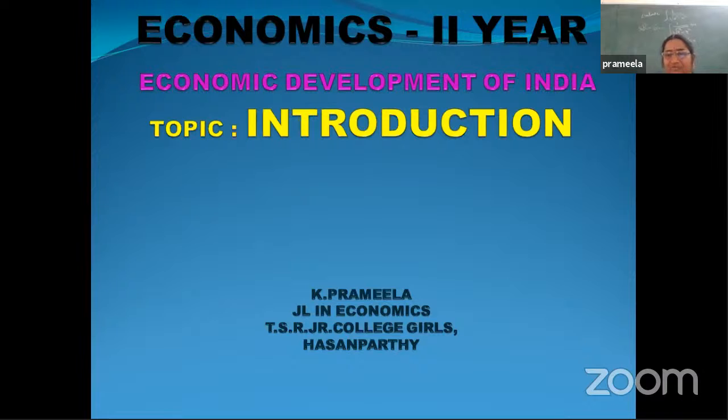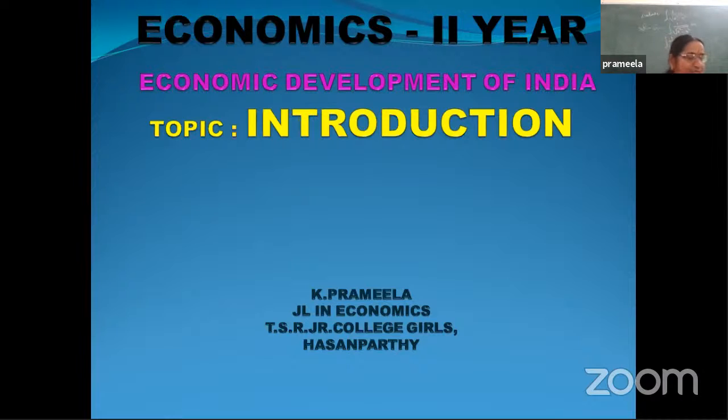Next, we can also know the very important role played by small scale and cottage units. So what is the importance of small scale and cottage units? Next, what are the problems faced by small scale and cottage industries? And next, we can also learn the measures taken by the government to reduce the problems of small scale and cottage industries. And we can also know about the industrial policy resolutions adopted by the Indian economy. So this is about the 6th chapter.